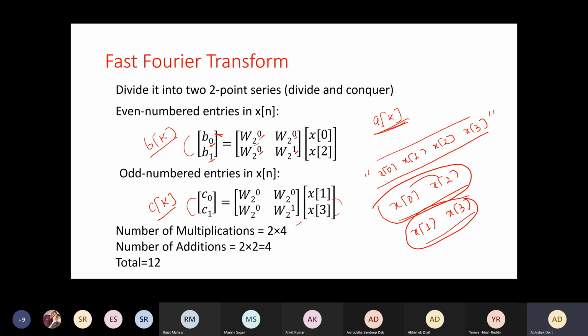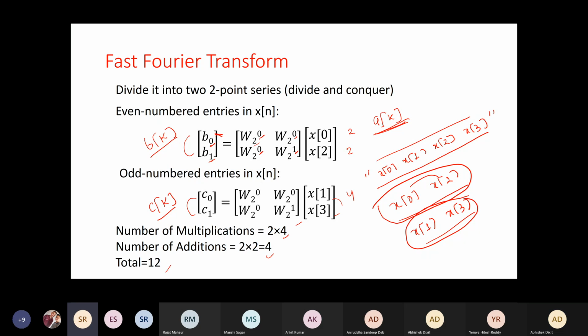Now if you see how many multiplication steps there are here, in total: 2 multiplication steps for this row, 2 multiplication steps for this row, and similarly 4 multiplication steps here. So the total number of multiplications is 8. Similarly, I will not repeat the additions again and again; you can calculate that the number of addition steps is 4. So the total number of steps is 12 for calculating B0, B1, C0, C1.